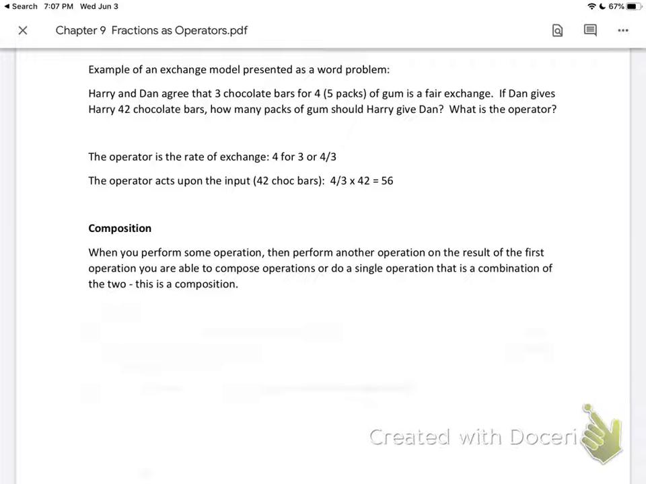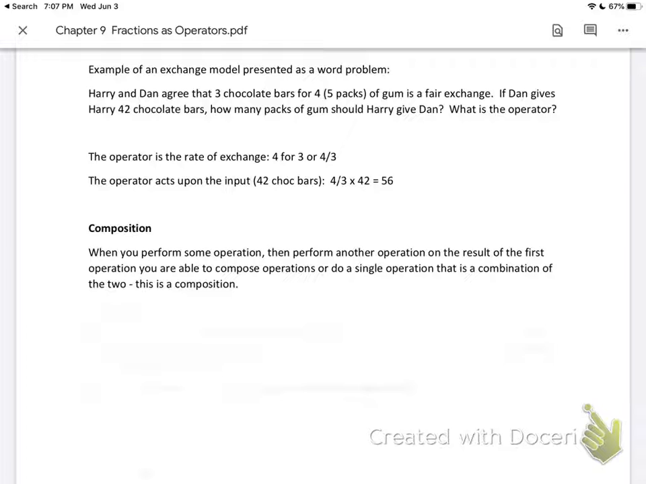Okay, an example of an exchange model presented as a word problem. Okay, so this is really something that the kids will build towards. Harry and Dan agree that 3 chocolate bars for 5 packs of gum is a fair exchange. If Dan gives Harry 42 chocolate bars, how many packs of gum should Harry give Dan?